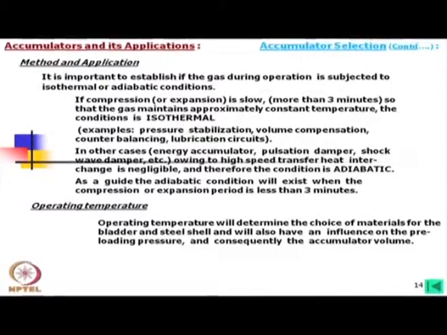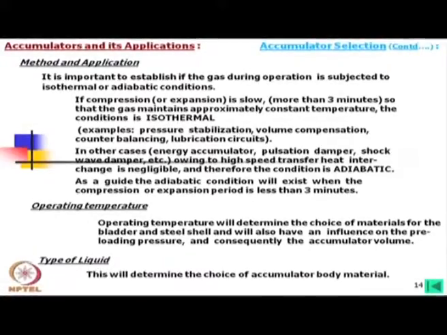So, whether it is adiabatic or isothermal is important for the gas we are using inside the accumulator. Operating temperature: the operating temperature will determine the choice of materials for the bladder and steel shell, and will also have an influence on the preloading pressures and consequently the accumulator volume. Type of liquid: this will determine the choice of accumulator body material, that is, what liquid we are using.